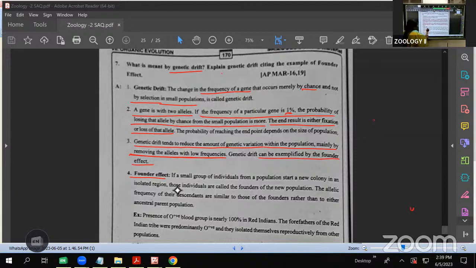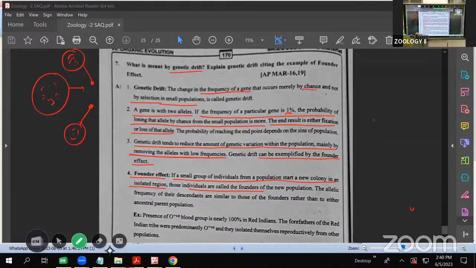See this one. If a small group of individuals from the population starts a new colony in an isolated region, those individuals are called founders. For example, this is one group of organisms. From this, some organisms are coming out. They form new colonies, and those who started them are called founders.